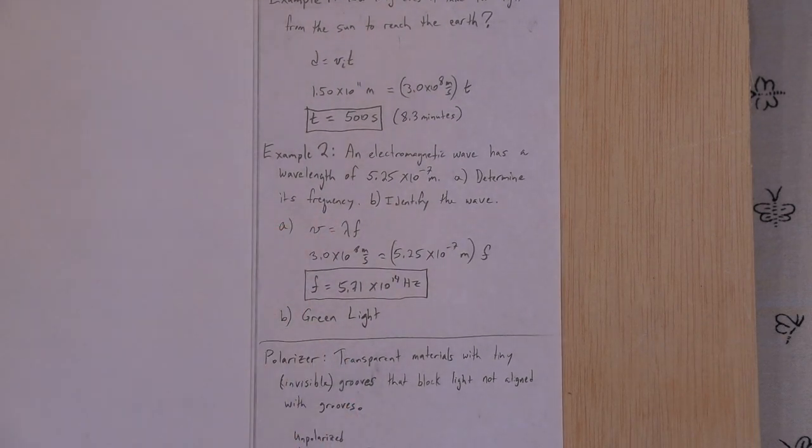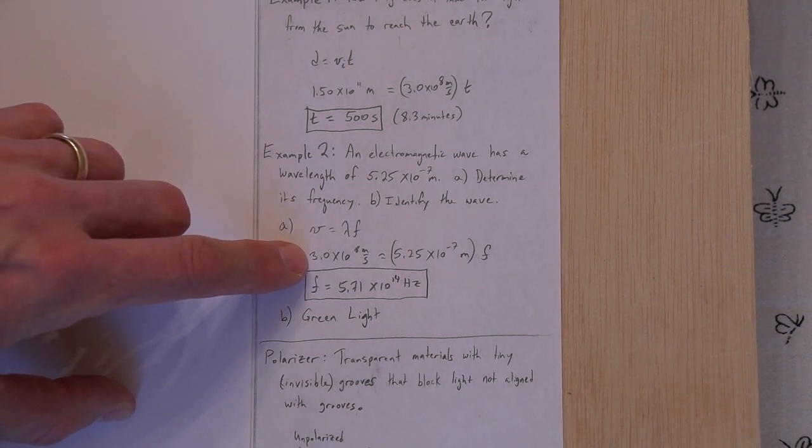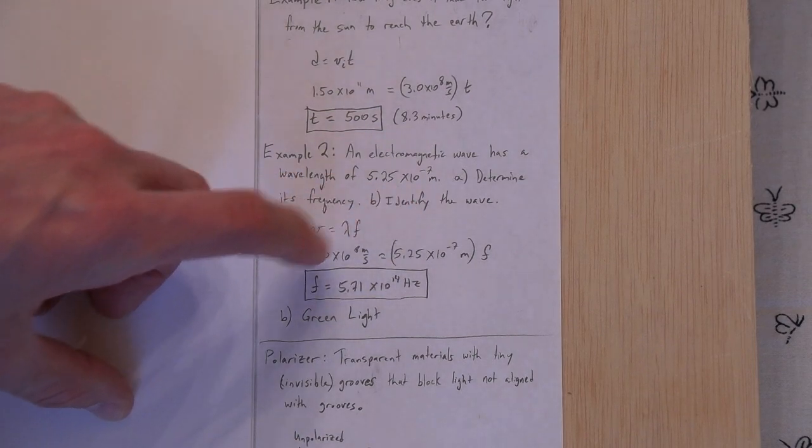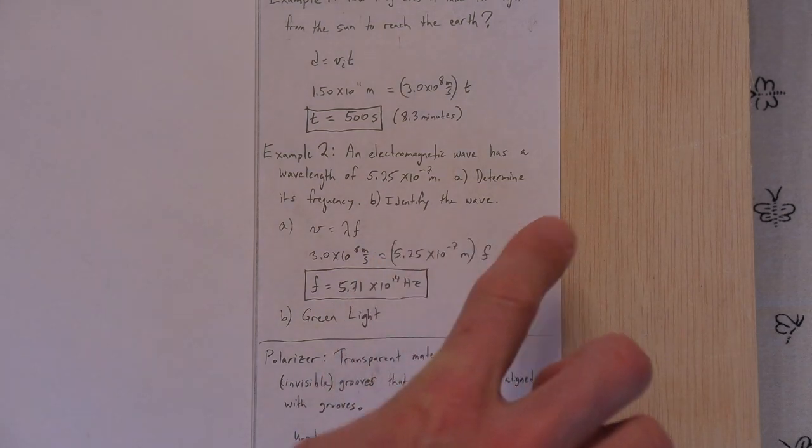Okay, second example. An electromagnetic wave has a wavelength of 5.25 times 10 to the minus 7 meters. A, determine its frequency, and B, identify the wave. So we just use v equals lambda times frequency, where v is 3 times 10 to the 8th. We plug in the wavelength, we solve for the frequency, 5.71 times 10 to the 14th hertz. And then, how do we identify the wave?